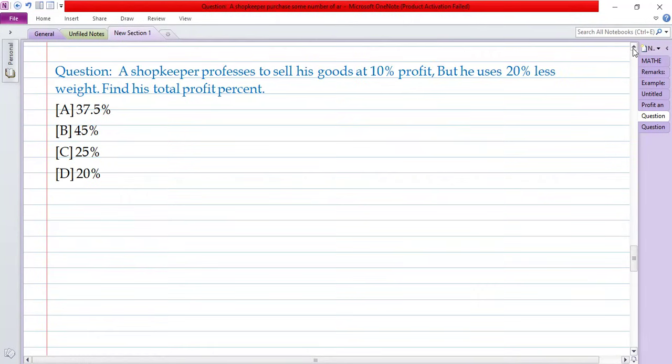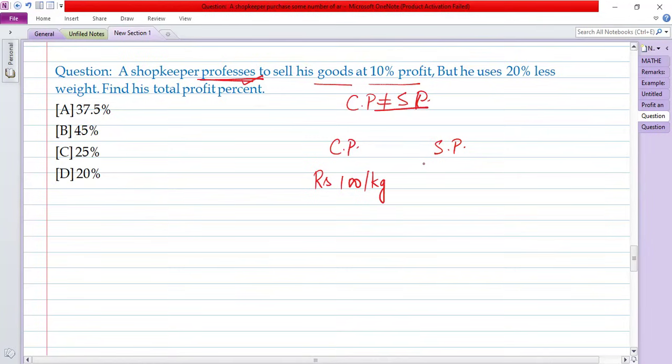Okay. So here, let the cost price be rupees 100 per kg. And now the shopkeeper is claiming that he is selling his goods at 10% profit. Now here obviously the cost price is not equal to the selling price. And what is the selling price? As per the claim of the shopkeeper, the selling price will be nothing but rupees 110. It will be rupees 110 for 1 kg because of 10% profit.